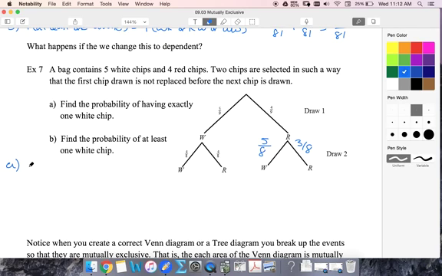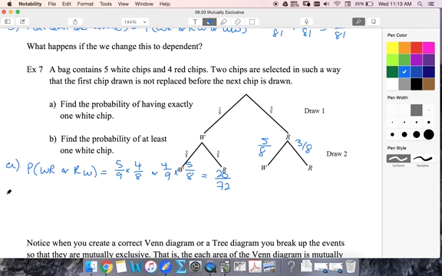So probability of exactly 1 white: white red, red white. That's going to be 5 out of 9 times 4 out of 8, or 4 out of 9 times 5 out of 8. So white red, red white, we get 20 out of 72. 9 times 8. I think I did that right this time.